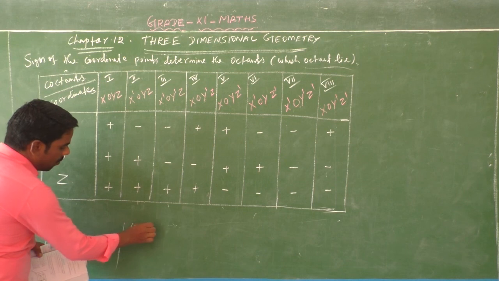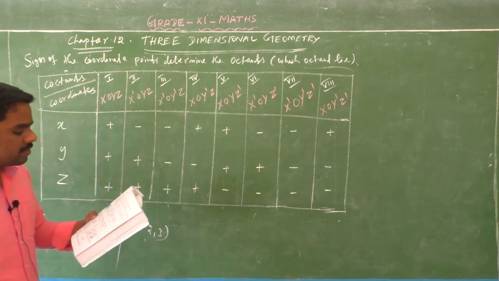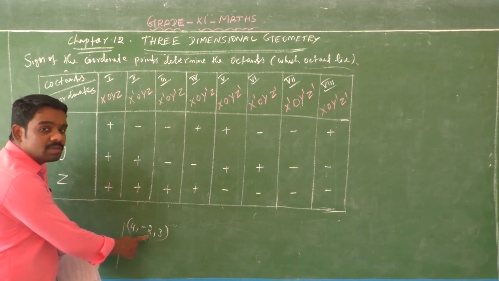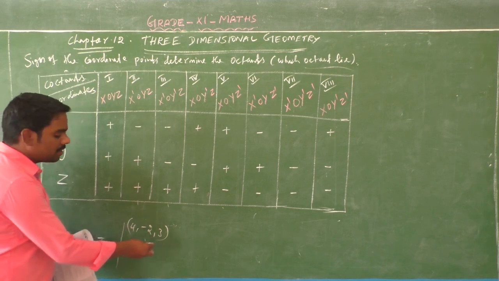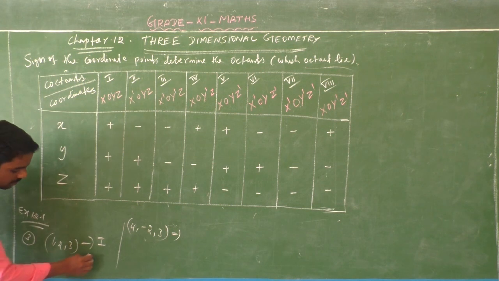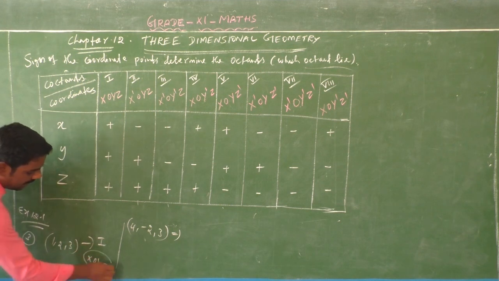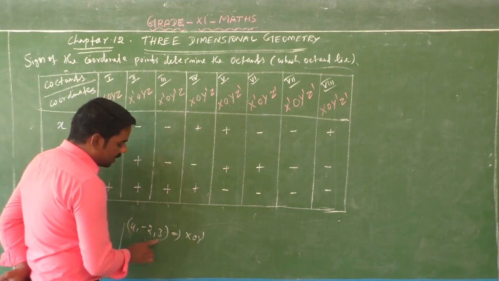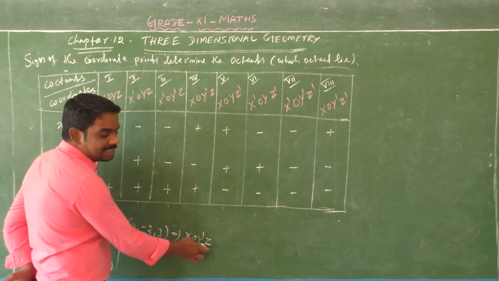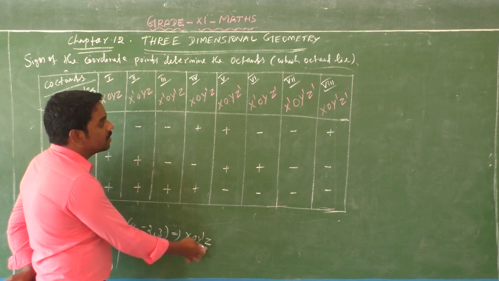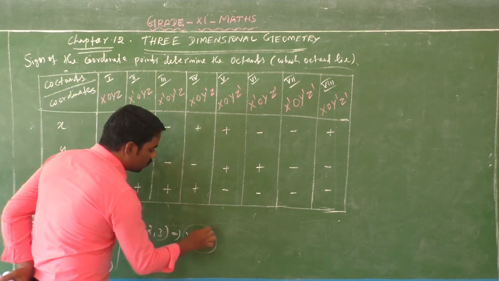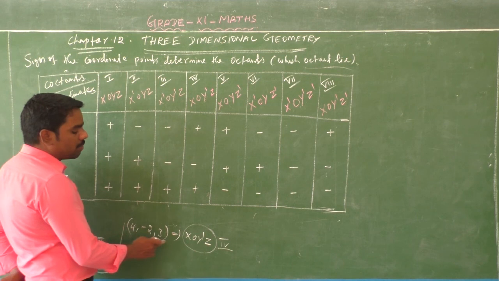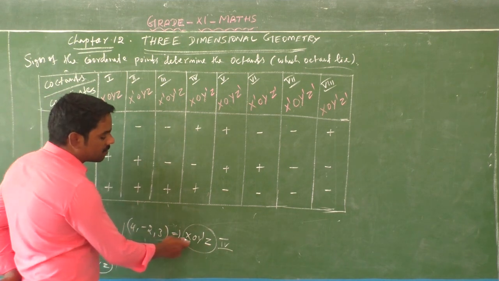Second one, (4, -2, 3). Here the x coordinate is positive, the y coordinate is negative and the z coordinate is positive. So x positive is X, y negative is Y dash, z positive is Z. So it is the XOY'Z octant, which is the fourth octant. So this point (4, -2, 3) lies in the octant XOY'Z, that is the fourth octant.